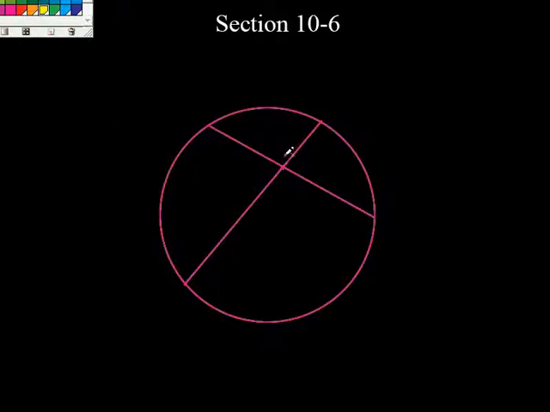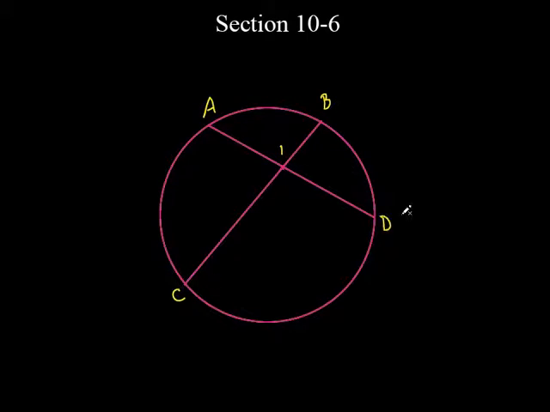All right, so let's do this. Let's say we'll call this angle 1, and we'll call this A, B, and this C, D. All right, so look what we have. We talked about this. I'm not going to mark these things.